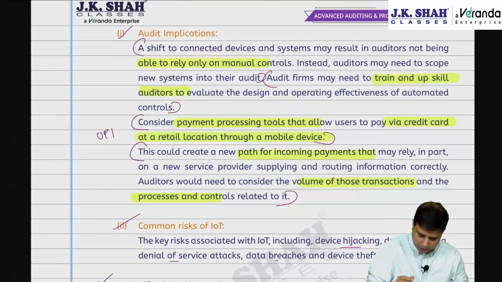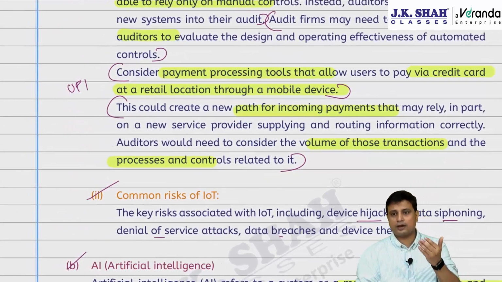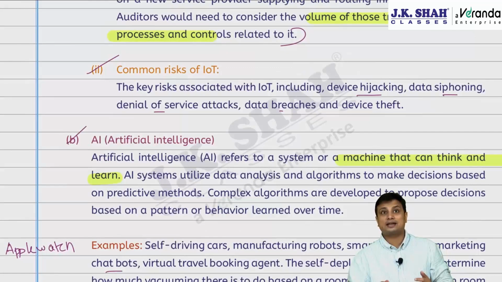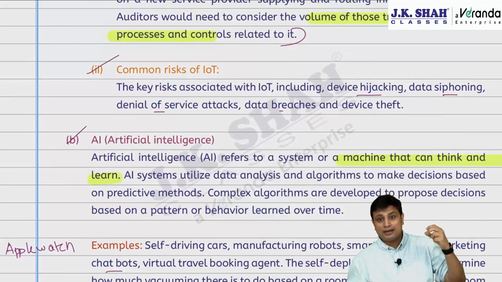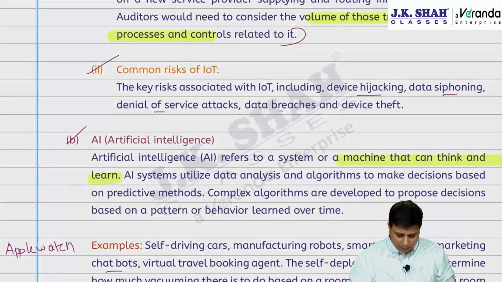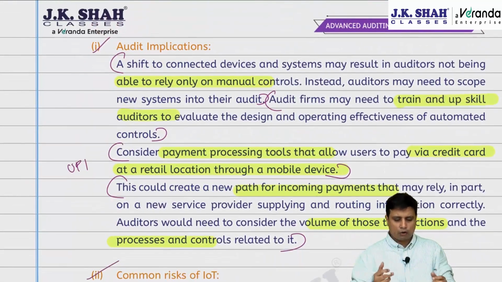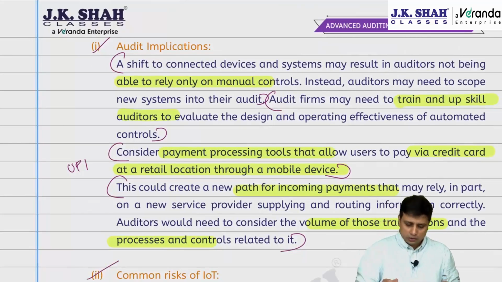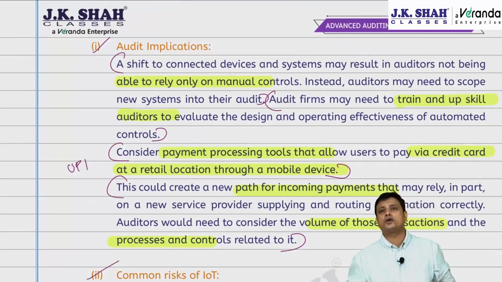See, the risks associated with IoT are what? There can be device hijacking, data siphoning, a DoS attack, that is a denial of service attack, data breaches, and there can be theft. Now, what will be the audit implications? Whenever there is a shift here, we will not be able to rely on manual controls. Everything is on IoT, so as an auditor we cannot rely on the manual controls.